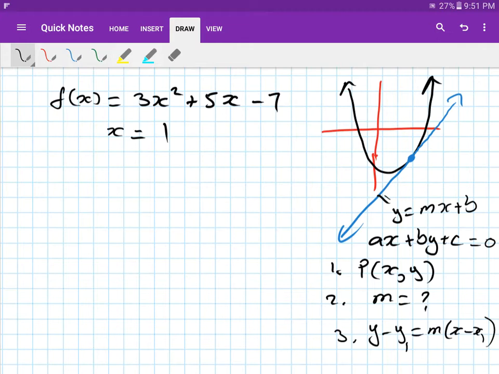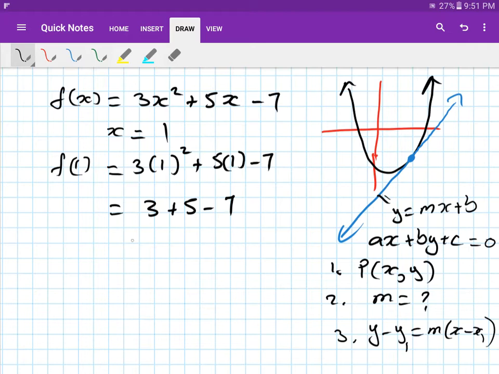So at the moment, I've got x. So I need to find y first so I can find the point. So when x is 1, this means f(1), so you put in there 3 lots of 1 squared plus 5 lots of 1 minus 7. So that gives me 3 plus 5 minus 7, which is 1. Therefore the point is (1, 1). Now I have the point. This point is done. Now I'm going to find the gradient.